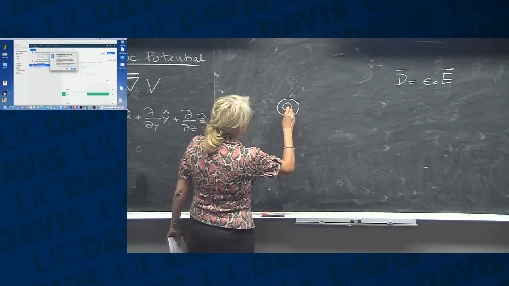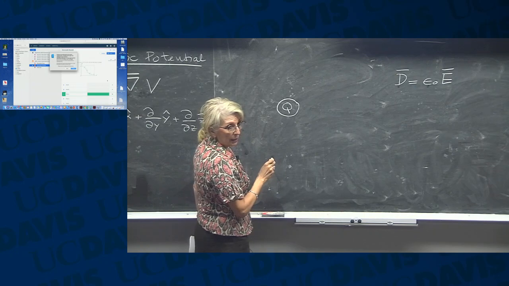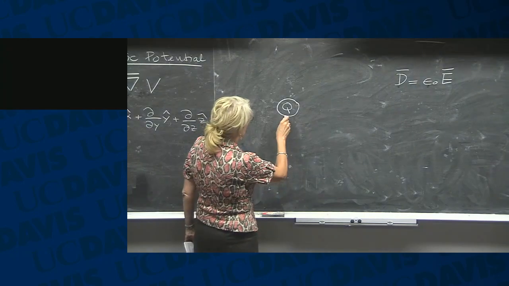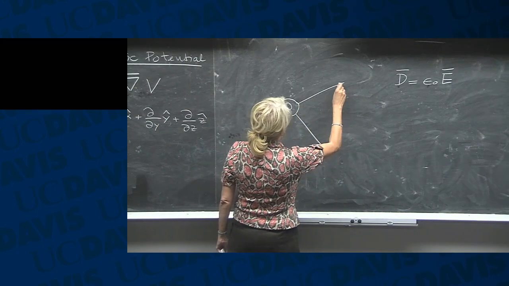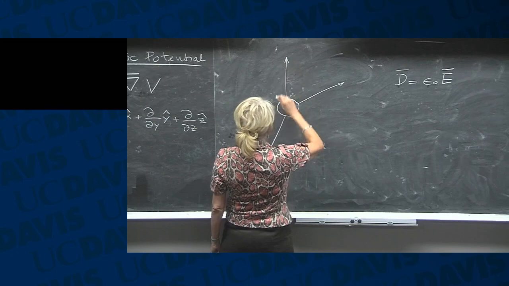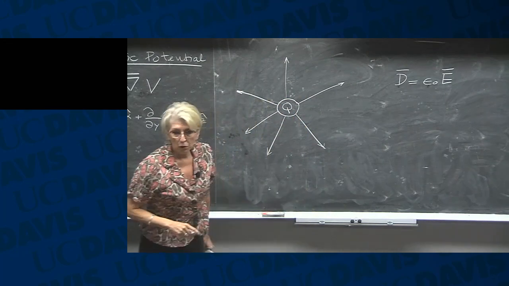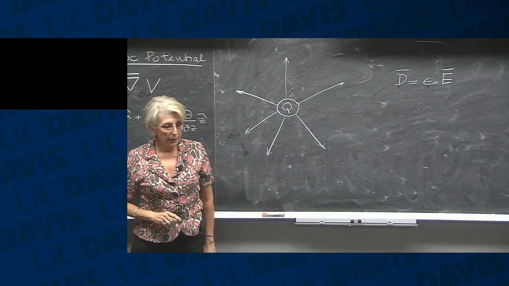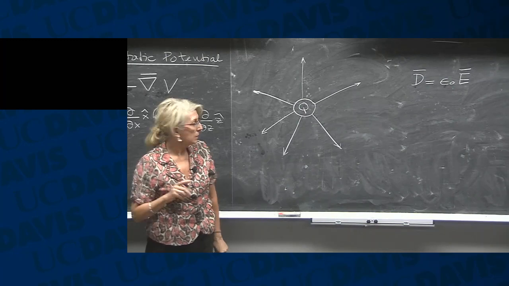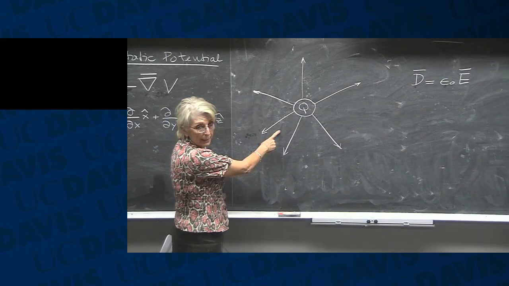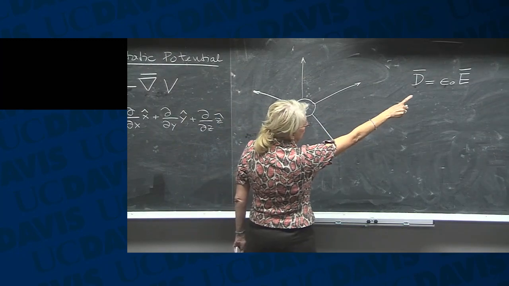We have a charge Q. How are the electric field lines? Radial, as we say. And therefore, what will be the flux density lines? The same, okay? And D here is going to be that.